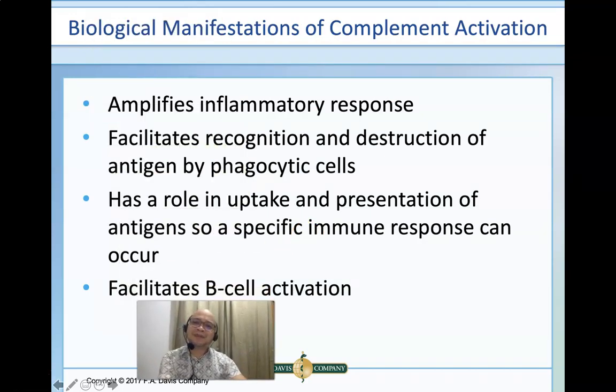complements are very important because they will amplify inflammatory responses. They will facilitate recognition and destruction of antigen by phagocytic cells, and they also have a role in uptake and presentation of antigen, so a specific immune response can occur. So there are many roles, no? Inflammation, phagocytosis, immune response, and lastly, B cell activation. B cell activation is very important so that once a B cell is activated, it will be differentiated into plasma cells, and plasma cells will be the ones to produce antibodies.